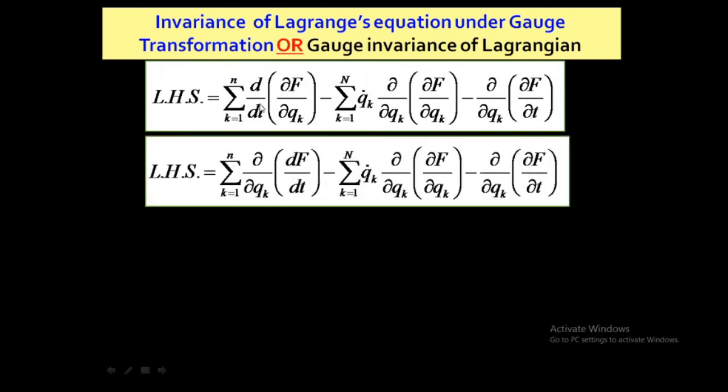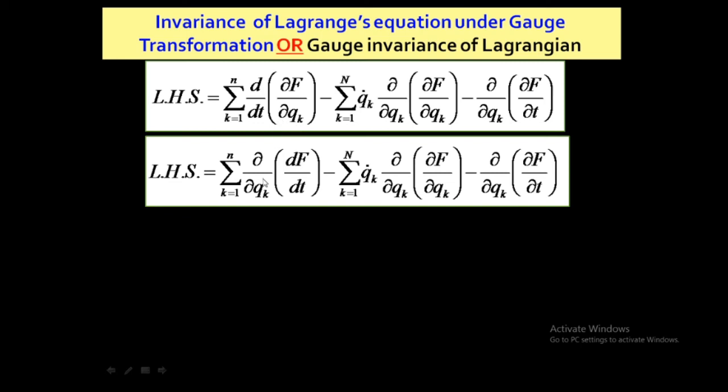I have written the same equation in this slide also, so I am just exchanging d by dt and del by del qk. I am taking del by del qk outside and d by dt inside, so del by del qk, and I will be left in the bracket with df by dt. Both the remaining terms are as it is, I did nothing to them. I am just playing with the first term.